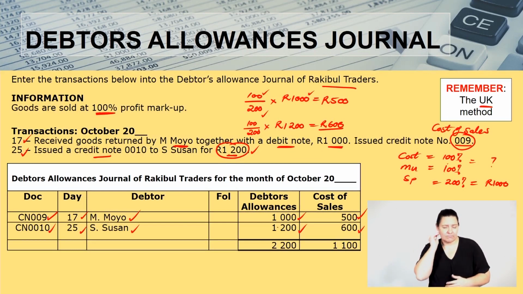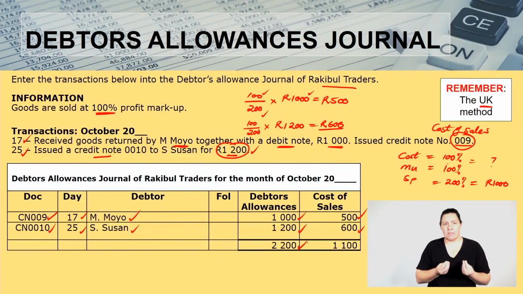Now, remember, after preparing every journal, you must close it up. So I'm now saying 1,000 plus 1.2 gives you 2.2. Then I will say my 500 plus my 600, I get my 1,100. Now, remember, after creating any journal, you need to post it.